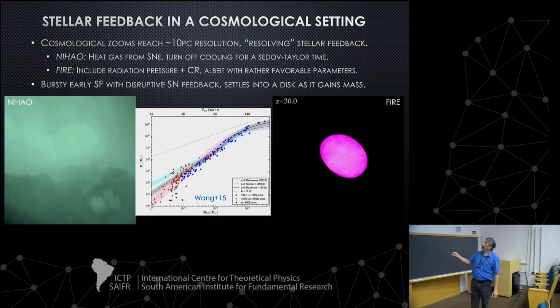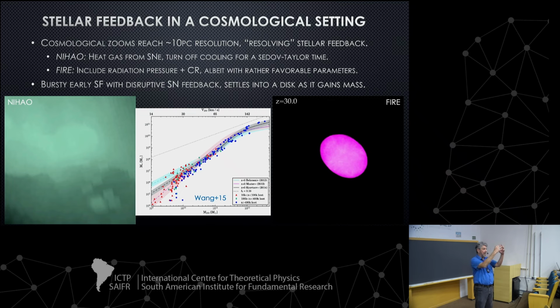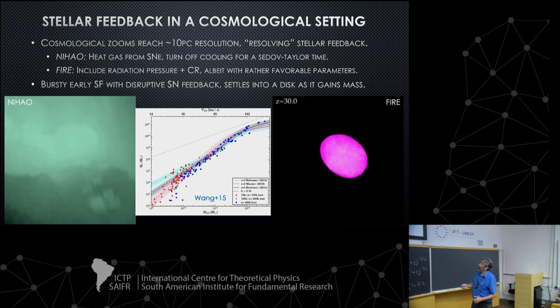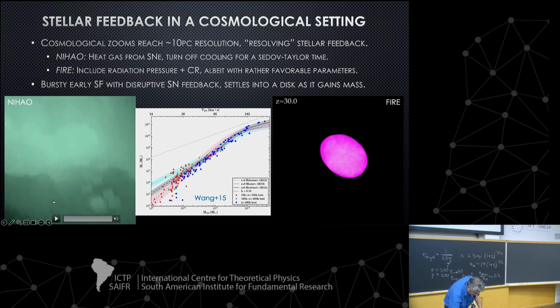So instead, they do a cheat where they turn off cooling. So we're just going to say cooling doesn't exist anymore. I'm going to shut that off for a while, because what that does, of course, is it pressurizes the gas. And then it's able to drive a spherical outflow much better, right? Okay, that's great. The FIRE simulations tried other things. They include this radiation pressure and cosmic rays, but they really sort of push things to very favorable parameters, right?